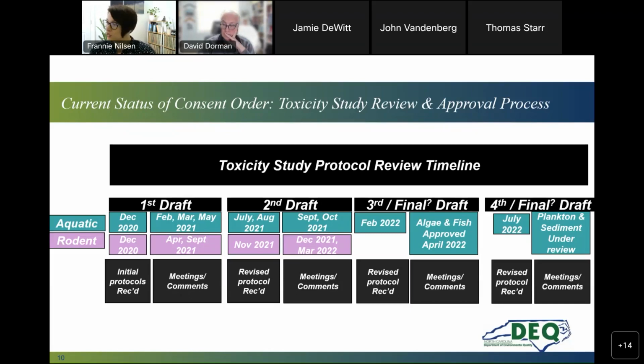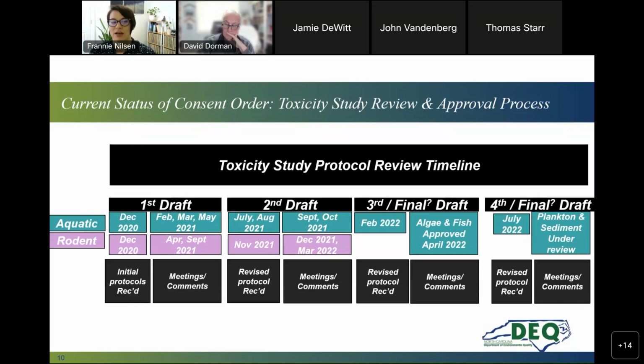Just say 2 weeks ago, we received a revised version of the remaining 3 protocols, so both plankton and the sediment worm protocols from Chemours, and they are currently under review. And so that is the status of the aquatic tox protocols. The rodent protocols are more detailed and complicated, and they do take a lot longer to review and then revise.